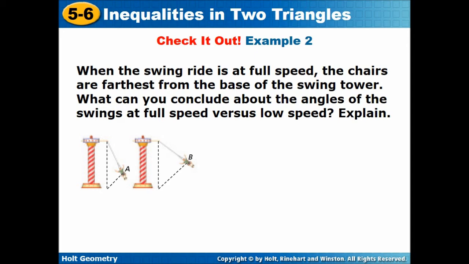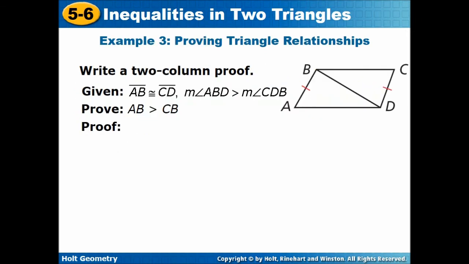Okay, you can stop the video again if you need to do the work, and then you can move on. All right. Now we're going to prove triangle relationships, and I want you to write a 2-column proof here. So here we have a quadrilateral ABCD. It has diagonal BD, so the quadrilateral is divided into two triangles, and you'll notice that AB and CD are congruent.